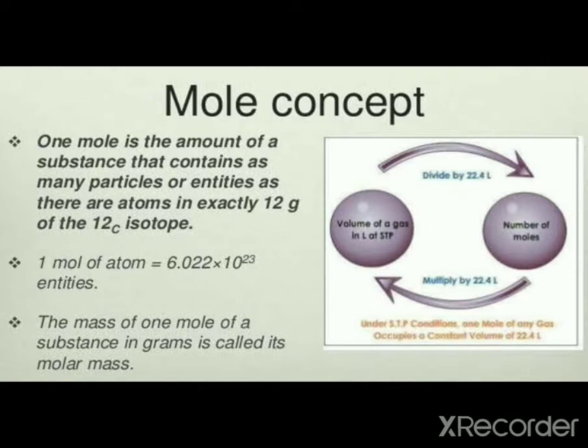Atoms and molecules are extremely small in size, but their numbers in even a small amount of any substance are really very large. So to handle such large numbers, a unit of convenient magnitude is required. That is why we use the mole concept. You know that 1 mole is the amount of substance that contains as many particles as there are in 12 gram of carbon-12 isotope. That is, 1 mole of any substance contains Avogadro number of particles. The particles can be either atoms, molecules or ions.